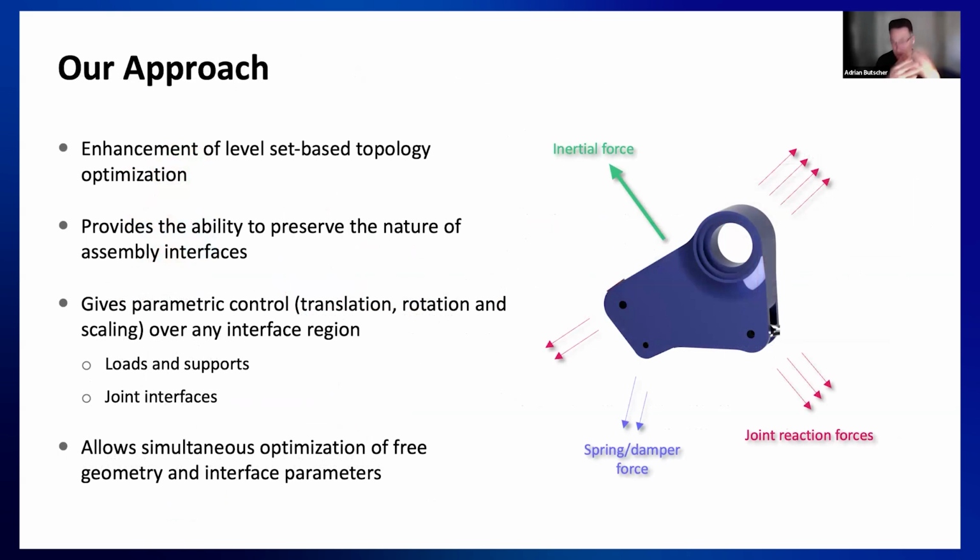We would like to propose an approach for addressing this issue within the context of level set-based topology optimization. We've chosen our geometry representation here. The geometry of our part is represented by a level set function. We would like to provide level set-based topology optimization with the ability to preserve the nature of assembly interfaces, and we would like to give parametric control to these interface regions, whether they're loads and supports or joint interface regions. This in turn will allow us to do simultaneous optimization of the free geometry as well as the interface geometry.